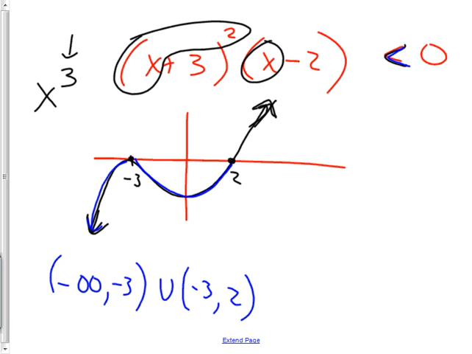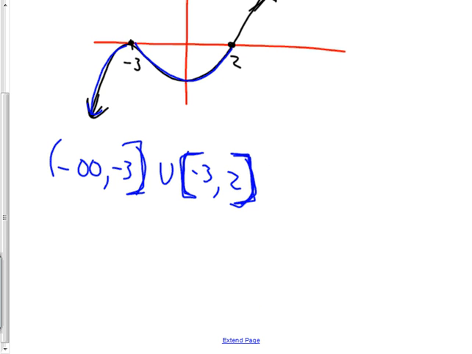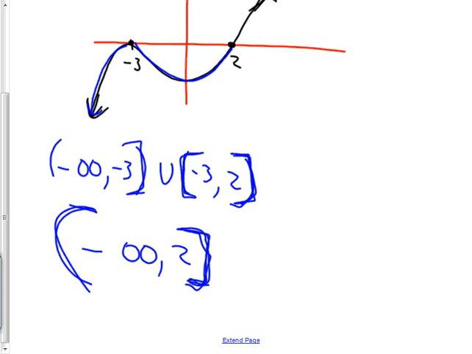And as soon as I change this to a "or equal to" problem, it works here, it works there, and it works there. I'd have to have brackets on everything. And would I even be able to simplify that further and say it's less than or equal to 0 all the way from negative infinity to 2? Yep. That's also right. Oops, always have parentheses.